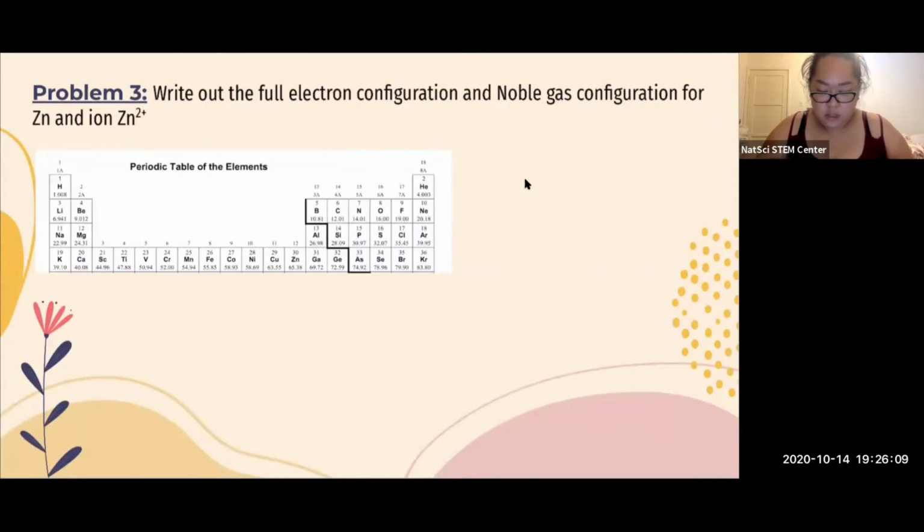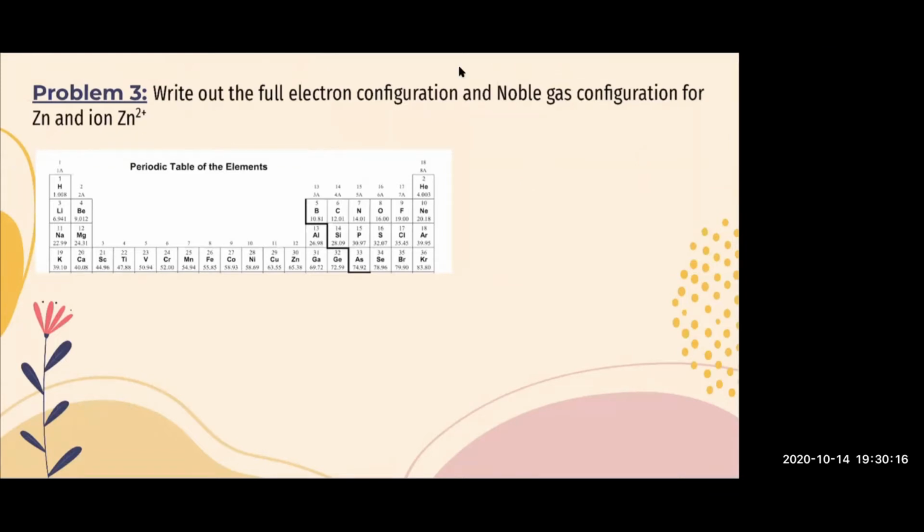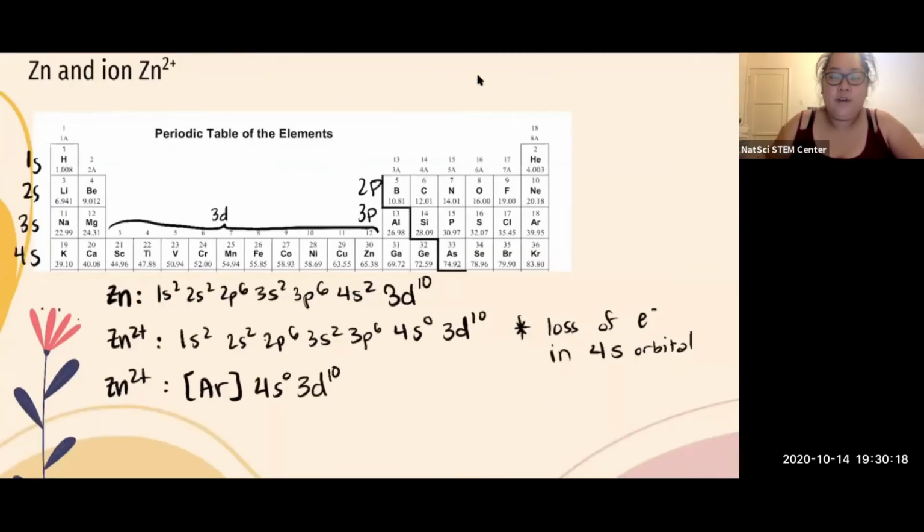So let's do the electron configuration for number 3. You can just do the full electron configuration for zinc. You don't need to do the noble gas one for that, but do both for the zinc ion. Okay, we're going to go over it. I asked you for the full configuration for zinc, and then the full and noble gas configurations for the zinc ion.